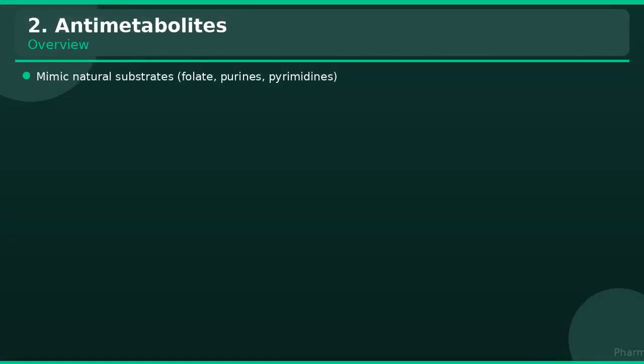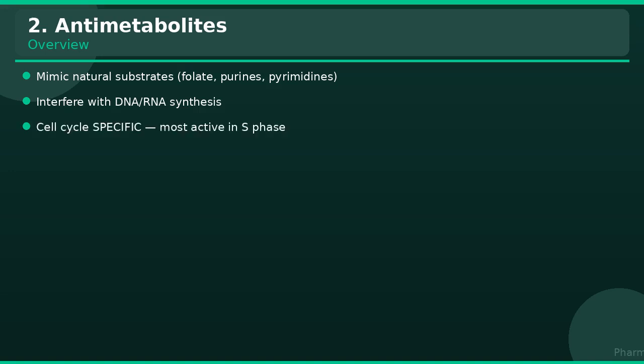These drugs mimic natural cellular building blocks such as folate, purines, and pyrimidines. By doing so, they interfere with DNA and RNA synthesis. Unlike alkylating agents, antimetabolites are cell cycle specific. They are most active during the S phase of the cell cycle. They are subclassified into folate antagonists, pyrimidine analogs, and purine analogs.